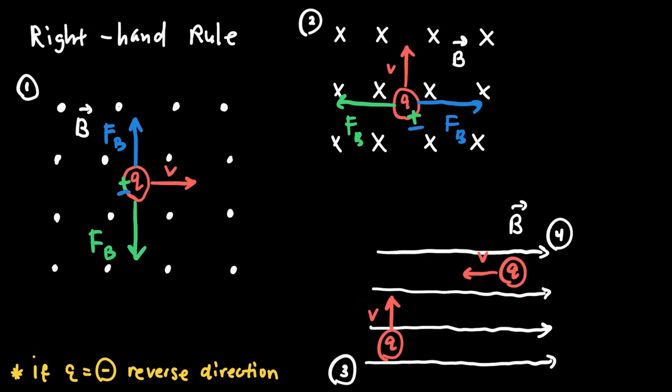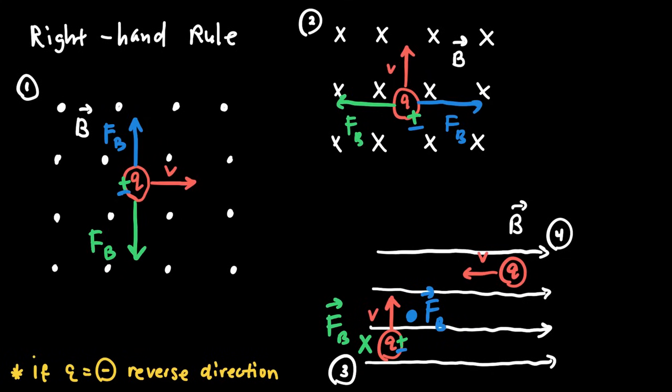Now if you curl your fingers to the right, with your fingers originally pointing in the direction of the velocity, your thumb should be pointing into the screen. And so the way that I would represent the force on this charged particle is I would draw an X, and I would write FB next to it, which represents that the magnetic force is going into the screen if it's a positive charge. If it's a negative charge, then the magnetic force points out of the screen.